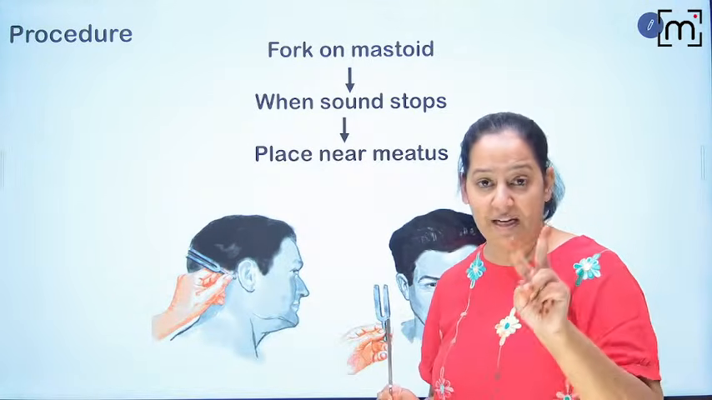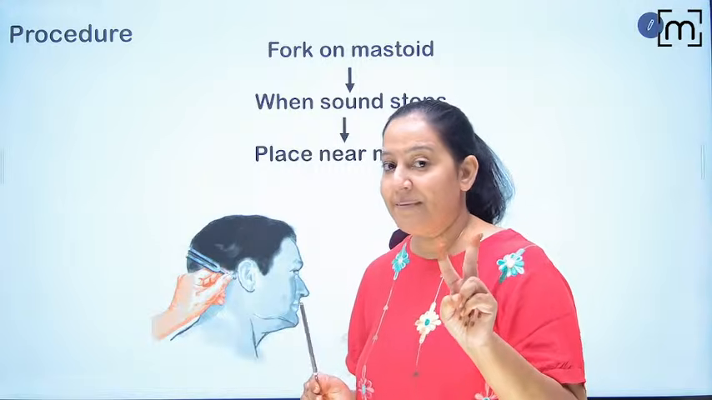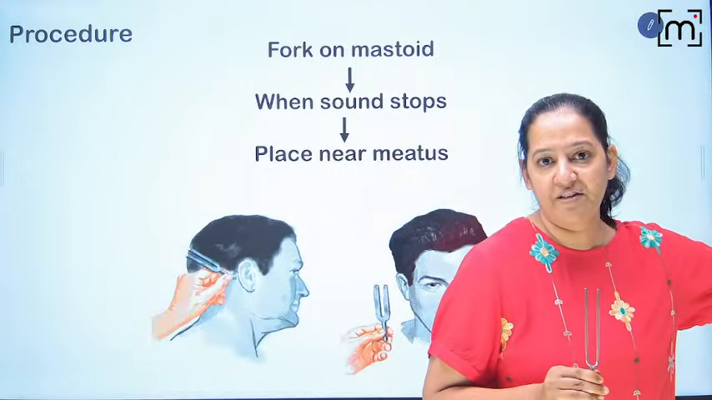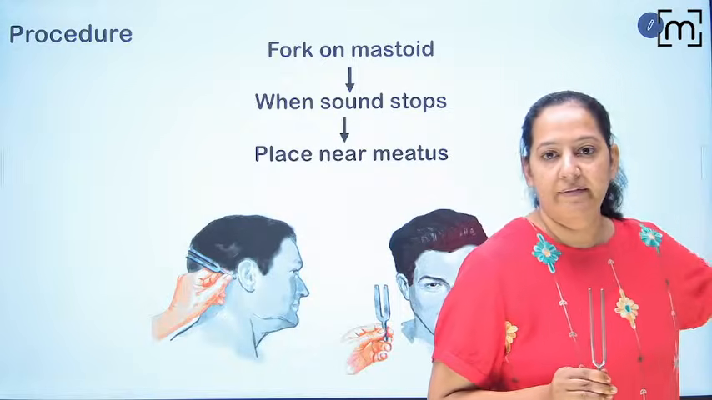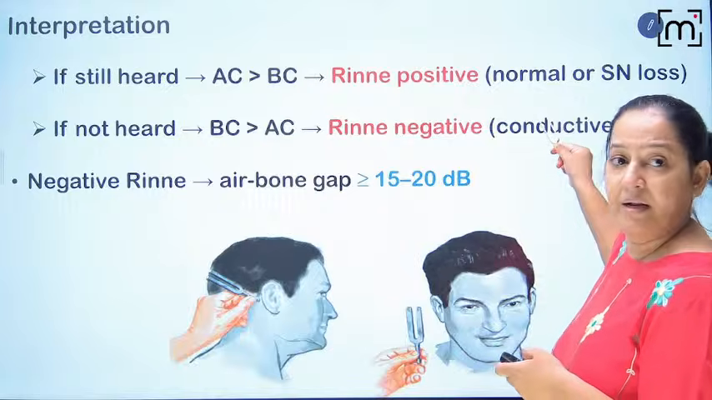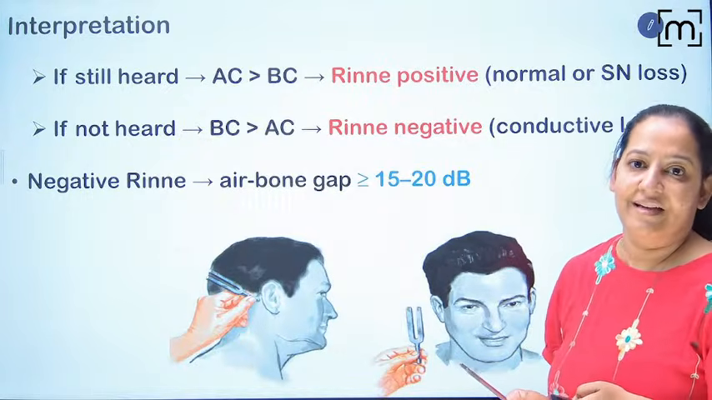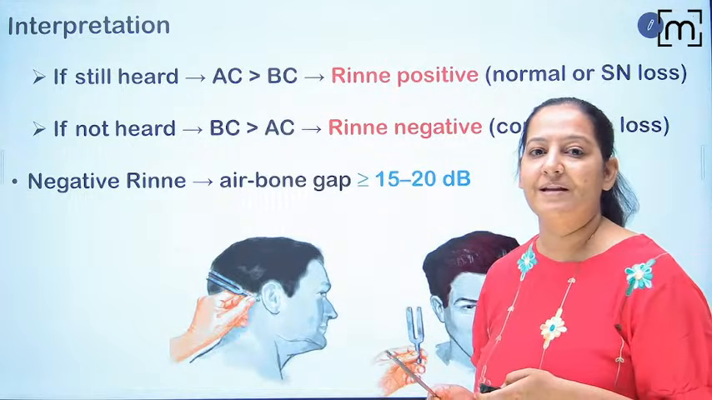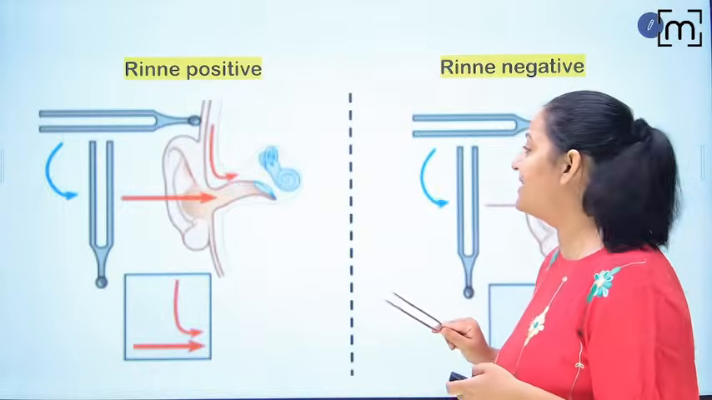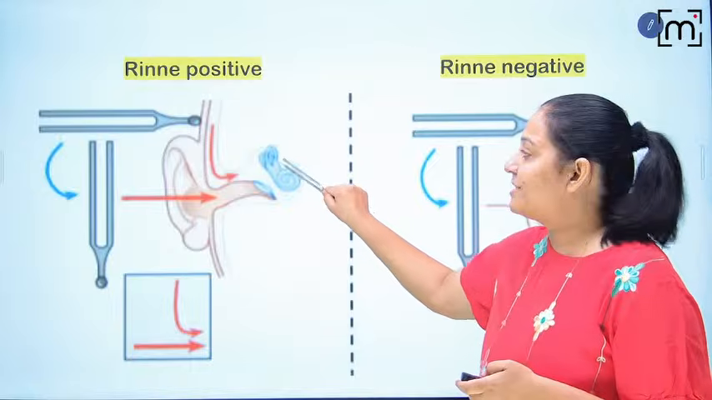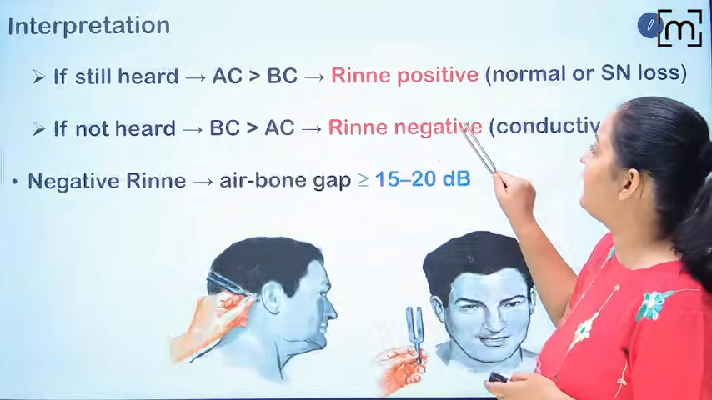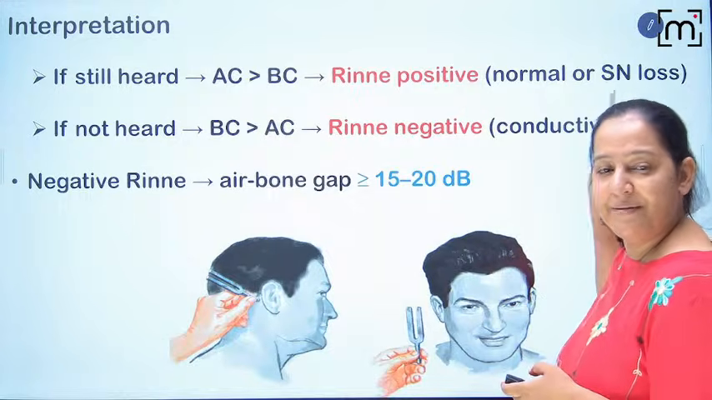AC longer than BC occurs in two conditions. Which two conditions? You tell me the interpretation. You got it? If AC is greater than BC, it is normal, and also in sensorineural deafness. In sensorineural deafness also AC will be greater than BC, no? Because in sensorineural, BC is non-functional and AC is functional. What is sensorineural deafness? In sensorineural deafness, this portion is defective. You got it? So AC will be greater than BC. So if AC is greater than BC, it can be normal, it can be sensorineural.